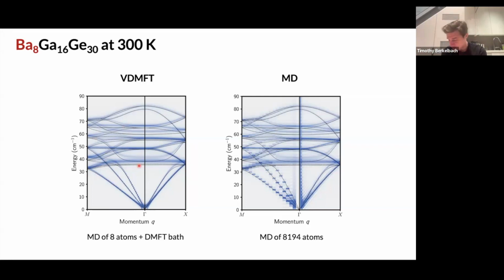And again, now from a computational point of view, the difference here on the right, this is doing explicit molecular dynamics of more than 8,000 atoms. And that's the supercell size that we need just to get this kind of resolution throughout the Brillouin zone. Whereas on the left, this is just a single unit cell. So it's single site DMFT in that sense. So I'm just doing MD of something like 8 atoms plus a special bath of harmonic oscillators that introduces a sort of memory dependent friction to their dynamics.